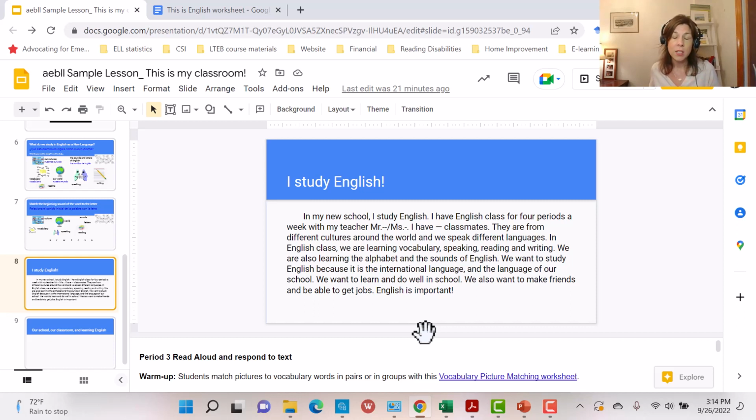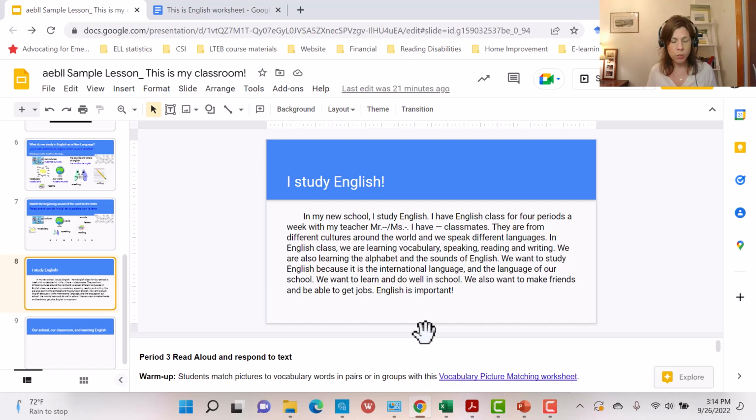Now, finding text can be extremely difficult. What did I do here? I made up my own paragraph. I took all the language from the oral practice and I put it into a paragraph. You can decide to do that to make your life easier. Students will recognize what's in the paragraph because of their oral language practice.